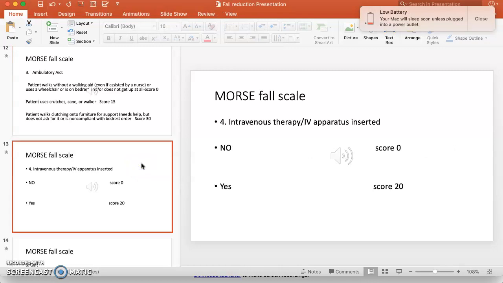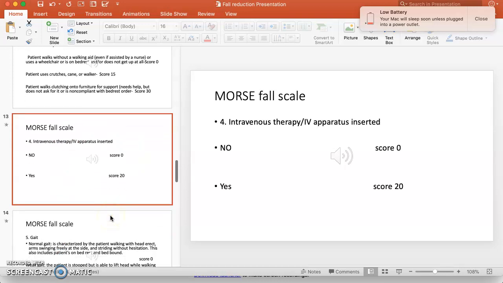Variable number 4 is intravenous therapy or IV therapy. This is probably the easiest one that most people always get right. Simply, if the patient has an IV, whether they're getting something continuous going through it or whether they're getting IV antibiotics, if they have an IV, you're going to score them a 20. If they do not have an IV, you're going to score them a 0. Most acute care facilities have protocols, from my understanding, that everybody has to have an IV unless you have a doctor's order. So most people will fall under the 20 category in the acute care facility with this one.